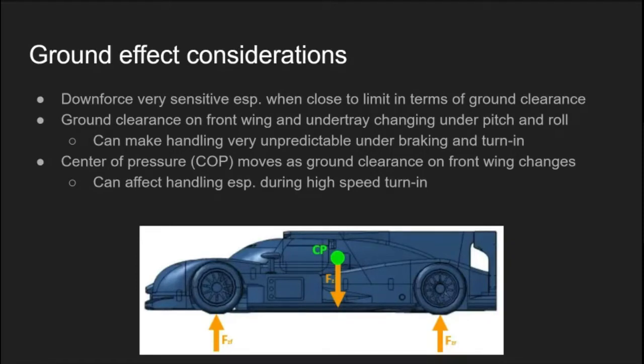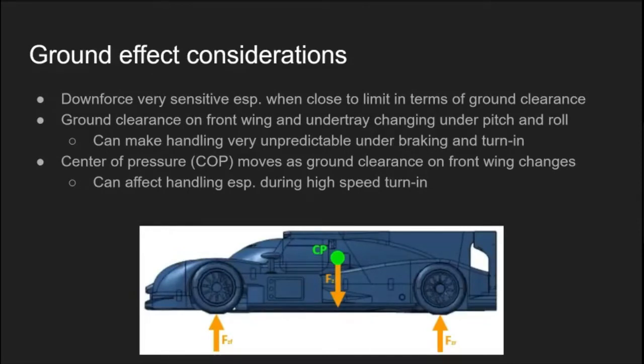Under braking, the car pitches forward, and now your front wing is really close to the ground, maybe even at that choking point, right? So that can make things very unpredictable if you're hard braking for a turn-in into a corner, and you've lost all your front downforce. You're going to understeer quite a bit, because you almost have no downforce on the front now.